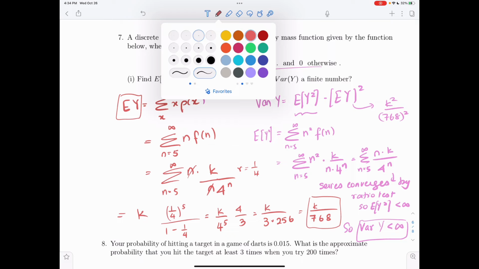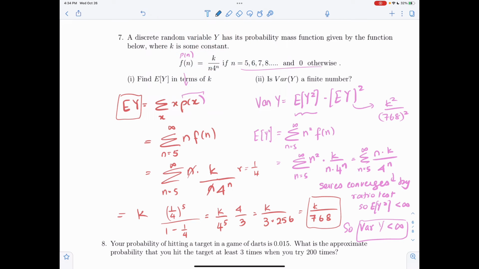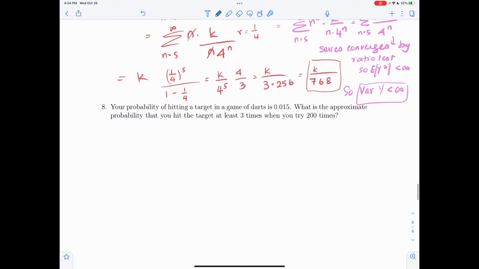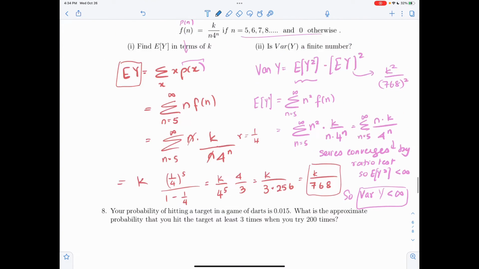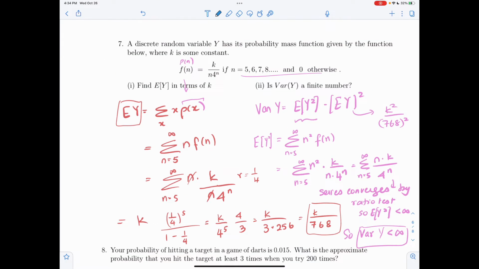Okay, so now let's move on to the next question, number 8. You could think about this question actually for a moment. I've asked you if the variance is a finite number. Is it possible to have a variance that's infinite? Can you try and come up with a random variable that has an infinite variance? Okay, try and come up with a discrete random variable that has an infinite variance. I'm not going to ask you that on the test, of course, just something to think about. Okay?